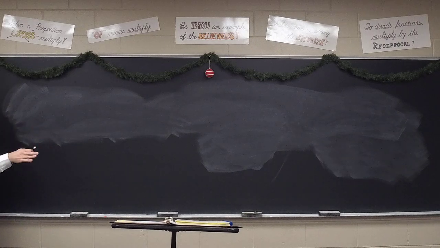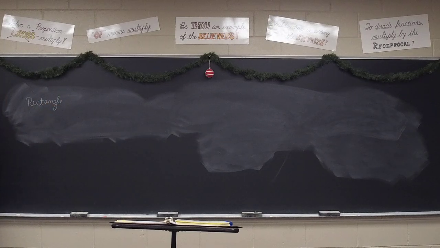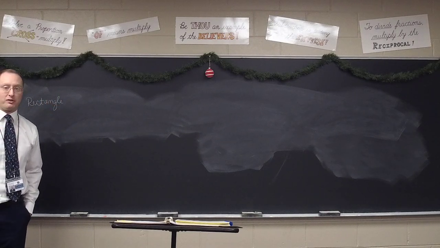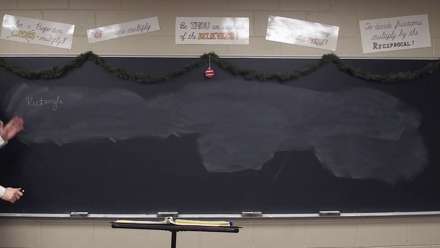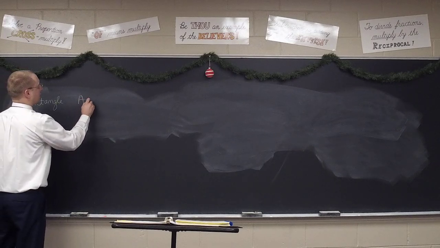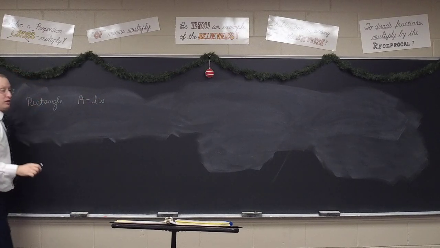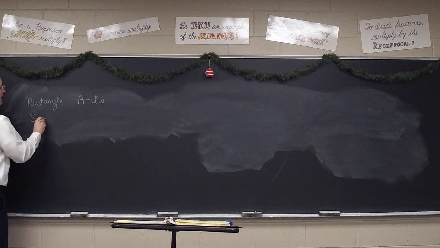The most basic of all shapes is the rectangle. And as far as calculating area, because area is measured in square units, it helps if you have squared off shapes, which rectangles have all perpendicular lines. What is the formula for the area of a rectangle, class? A equals LW. Again, if it's a rectangle, my formula is? A equals LW.